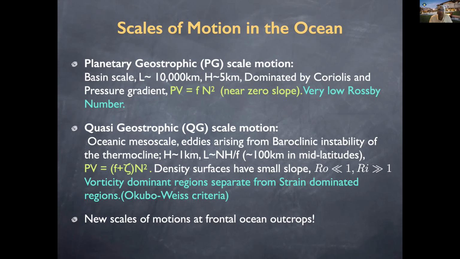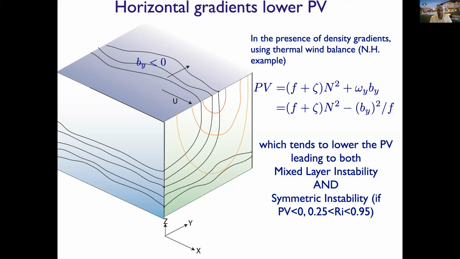At this scale, the density surfaces have small slopes. Rossby numbers are still very small. And vorticity dominant regions, we can separate them out from strain dominant regions, as is often done for remotely sensed data sets. Once we start looking at slightly smaller scales, and I mentioned that this is where ocean fronts become important.